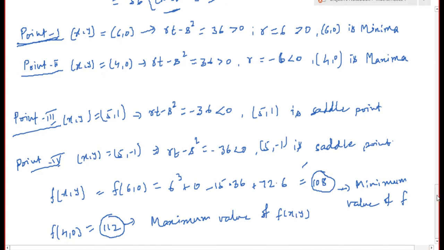So we have seen here how to get the maximum and minimum of a function of two variables. Later on, we will definitely see more questions related to maximum and minimum.